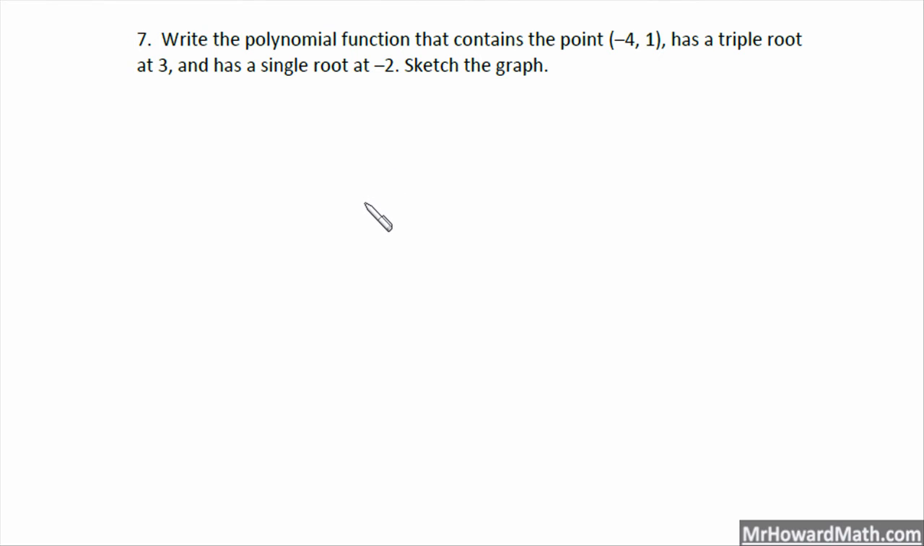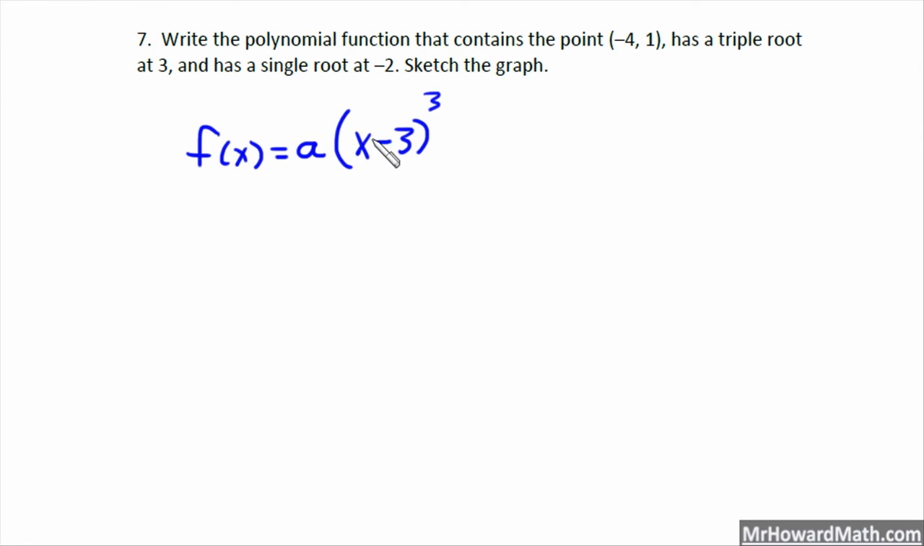All right, now for question 7 on your review, write the polynomial function that contains the point (-4, 1), has a triple root at 3 and a single root at -2, then sketch the graph. All right, so if we have a triple root at 3, that's going to give us a factor. We always put the stretch factor a in the front, and then if we have a triple root at 3, that would be a factor of (x - 3) cubed because it's a triple root.